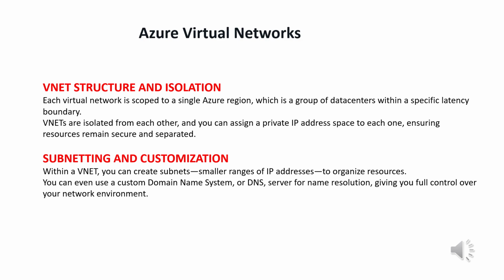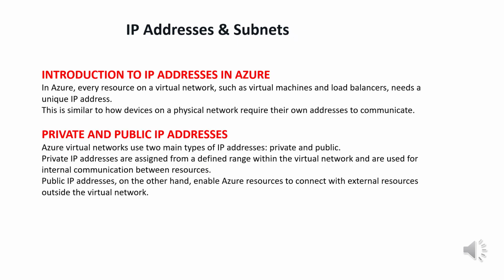your network environment. In Azure, every resource on a virtual network, such as virtual machines and load balancers, needs a unique IP address. This is similar to how devices on a physical network require their own addresses to communicate. Azure Virtual Networks use two main types of IP addresses, private and public. Private IP addresses are assigned from a defined range within the virtual network and are used for internal communication between resources. Public IP addresses, on the other hand, enable Azure resources to connect with external resources outside the virtual network.